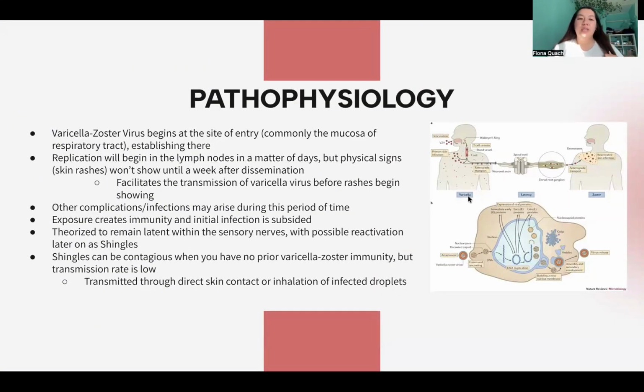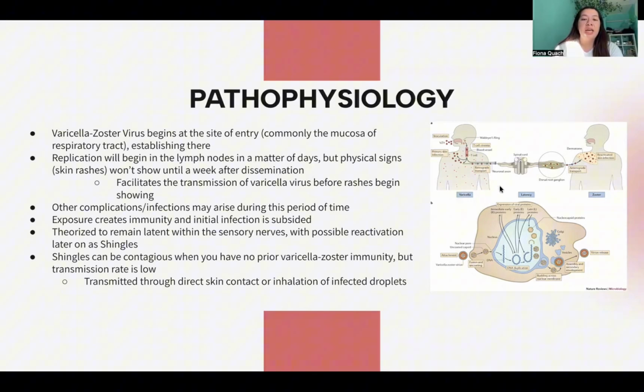So, for the pathophysiology, as we know, the varicella zoster virus is the virus that starts the entire infectious pathway. So, this virus will begin at its site of entry, which is usually within the respiratory tract. Within the respiratory tract, commonly the site of entry for this is the mucosa. That is where it will establish best. And once it is established, it'll go through replication. During the replication process, this will take place on our lymph nodes.